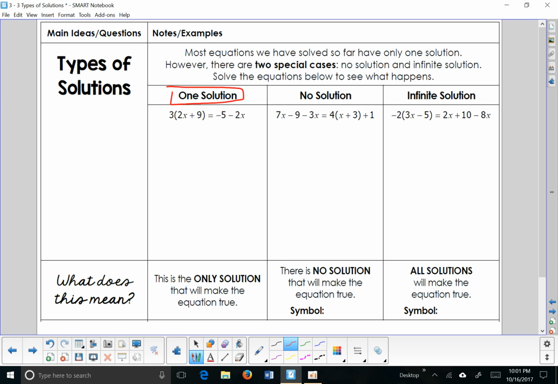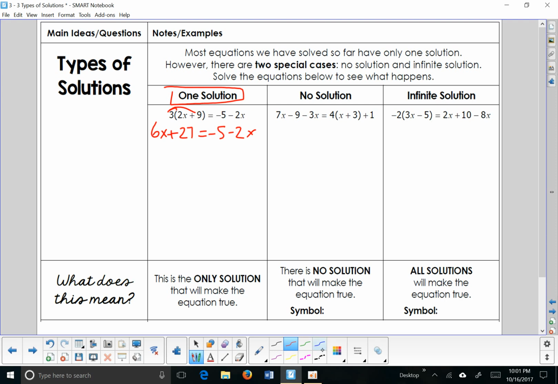One solution. What does it mean if your equation has one solution? Well, let's start simplifying this equation. You can follow along by writing in your packet or copying this down in your notes. So 3 times 2x is 6x, 3 times 9 is 27. Negative 5 minus 2x, there's nothing to do on the right-hand side.